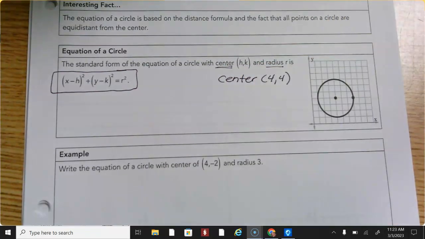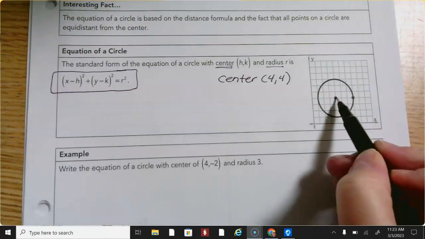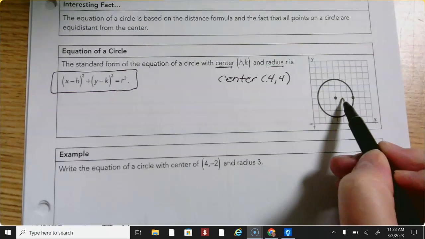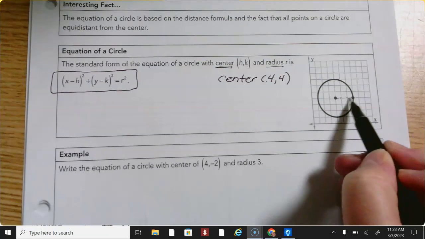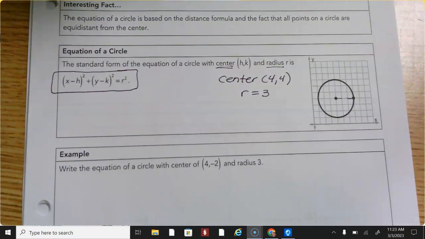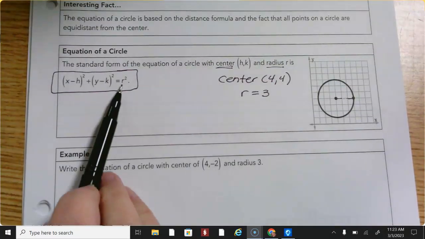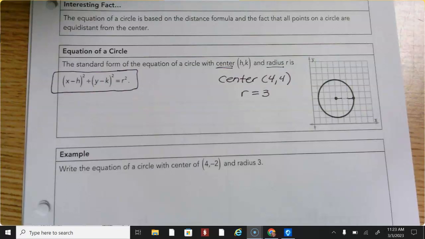Then to find the radius, you count boxes from the center out to the edge. You can go to the left, you can go up, you can go down, whatever. So don't count the points, count boxes. Count 1, 2, 3 squares. So that means I have a radius of 3. Remember that when we put it in the equation, we always square the radius. If you're looking at an equation, you're looking at a radius squared. Outside of the equation, it's not squared, but anytime it's in the circle equation, it's squared.